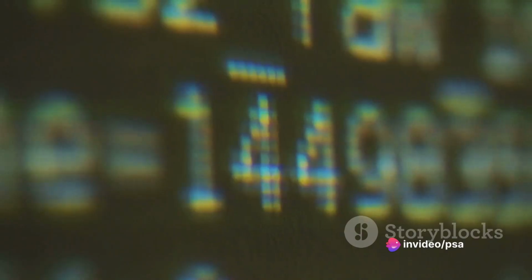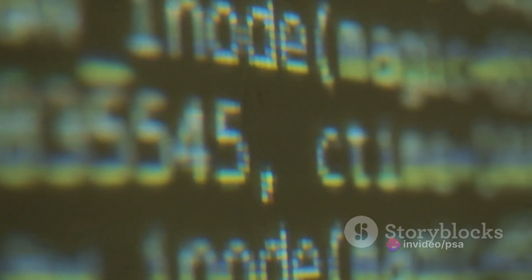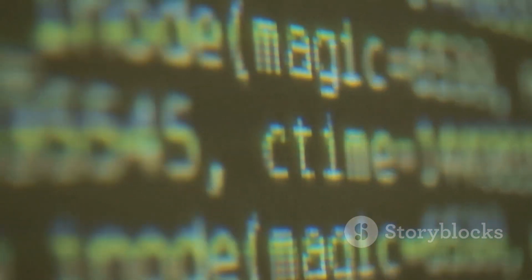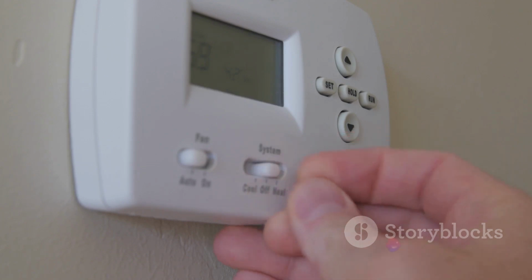Let's zoom out from the hardware and look at the software side of things. Algorithms and flow control structures in programming languages are often based on logical evaluations that follow the principles of Boolean logic. For instance, a simple if-else statement in a programming language is a direct application of Boolean logic.